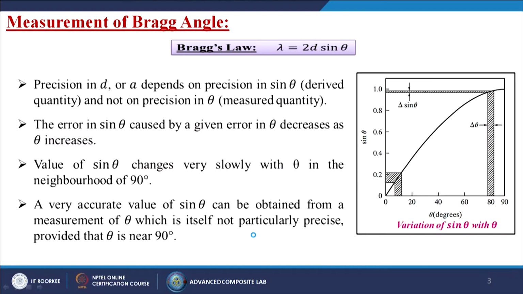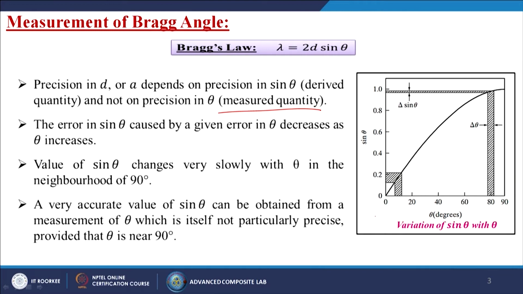So, measurement of the Bragg angle. As we know, Bragg's law is lambda equal to 2d sin theta. Precision in d or a depends on the precision in sin theta, the derived quantity, and not on the precision in theta, the measured quantity. The error in sin theta caused by a given error in theta decreases as theta increases.